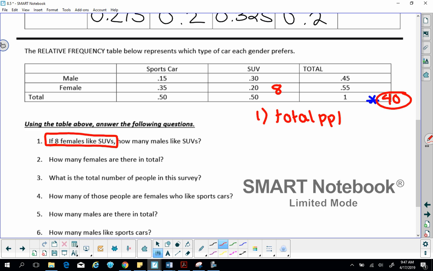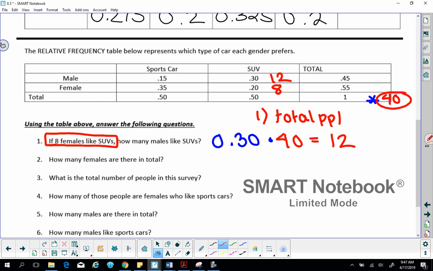How many males like SUVs? Where's males that like SUVs? Which decimal is that? 0.30, right? All we do now is we take the decimal, and instead of dividing like we did at the beginning, we multiply it by the total. Because it's 30% of the total. How many total people are there that we just figured out? 40. What do you end up getting? 12. Cool. That means there's 12 males who like SUVs. And that's all we do from then on out.